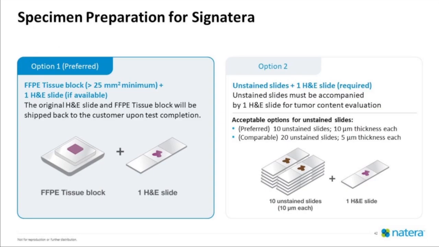So there are 2 options. The one on the left is the preferred option, which is the tissue block with 1 H&E slide. And then option number 2 would be a bunch of unstained slides, preferably about 10 unstained slides, about 10 micrometers thick each. You can do 20 unstained slides at 5, but the preferred would be 10 unstained slides at 10 micrometers thick with one H&E as well. But obviously, if you could provide the tissue block, and most pathology departments will be able to, send the tissue block up to Natera for analysis.